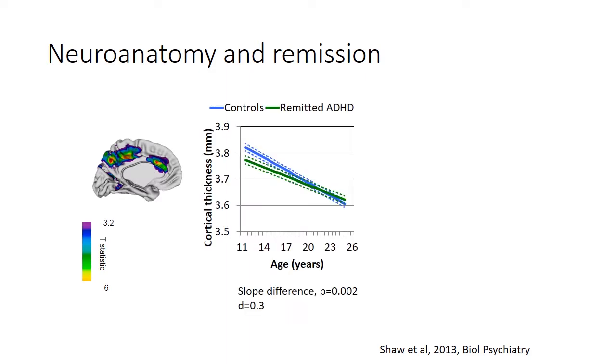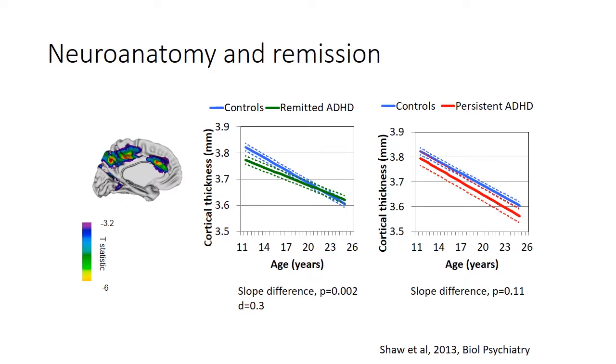So these graphs show what was happening here. Just to orient you, the y-axis is how thick the cortex is in those colored regions. The x-axis is age. The blue line is the never-affected comparison group; as they get older, the cortex in this region gets thinner. Look at the green group, who are the remitted ADHD. You can see they start off a little bit thinner, but as they get better, they converge towards more typical dimensions. By contrast, here is the persistent group: as they persist, there is a persistent deficit.